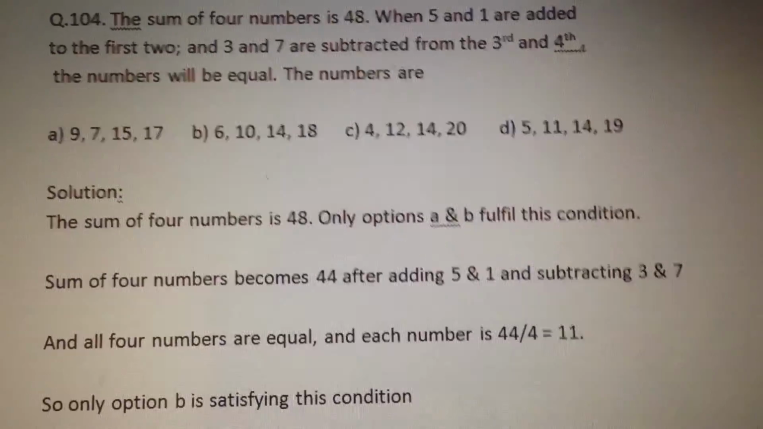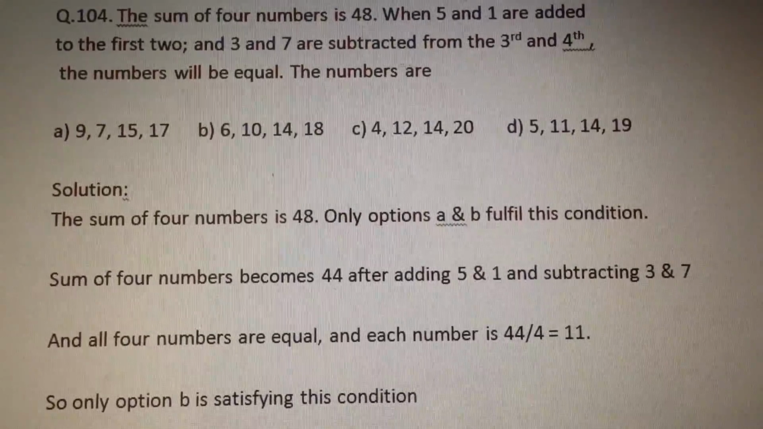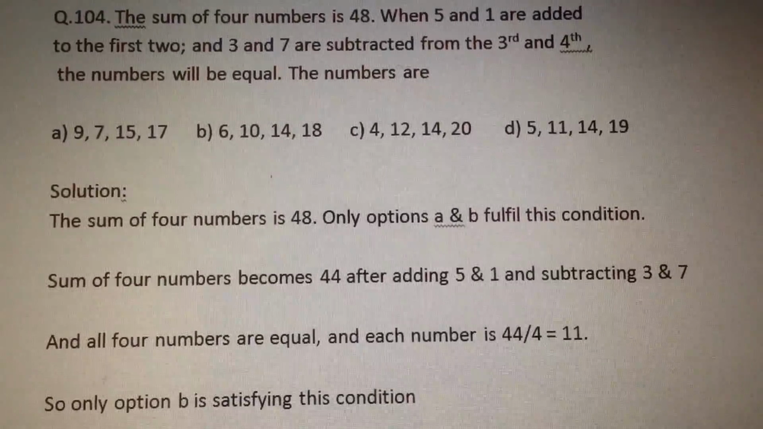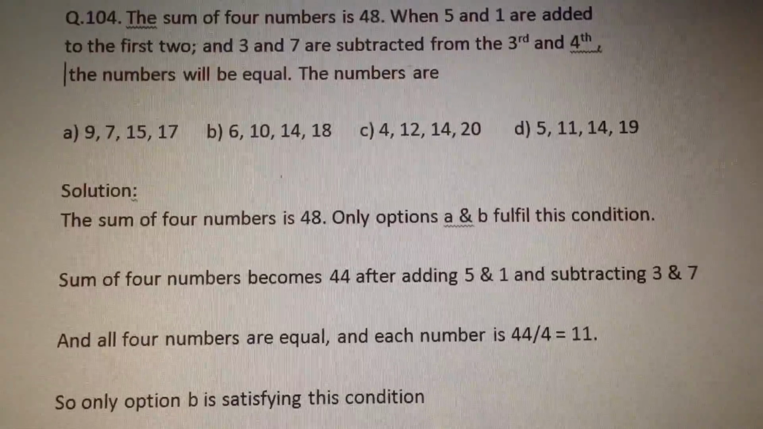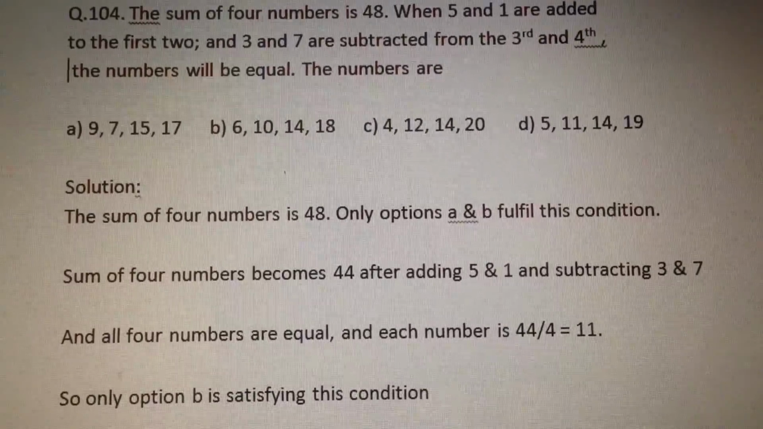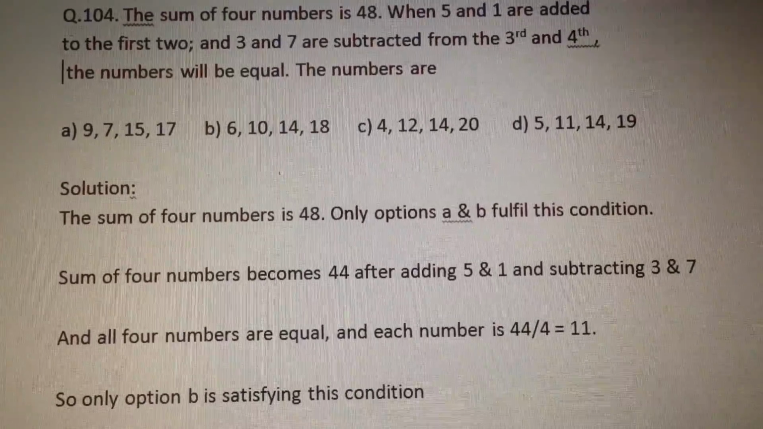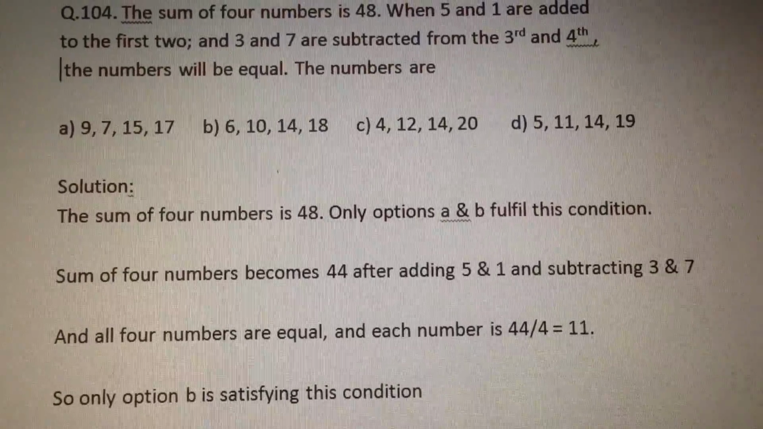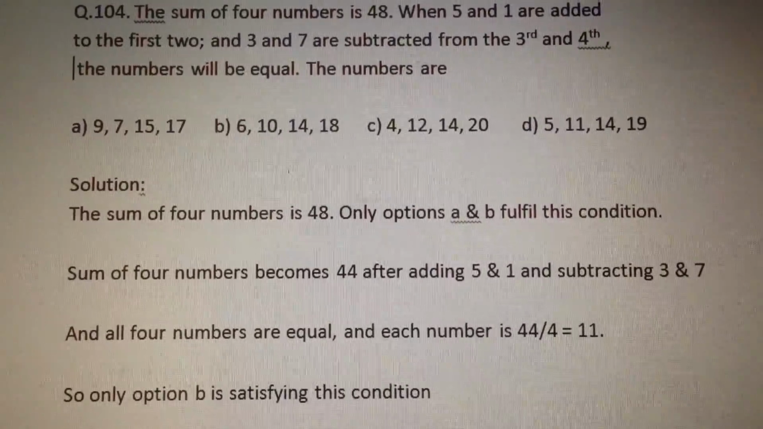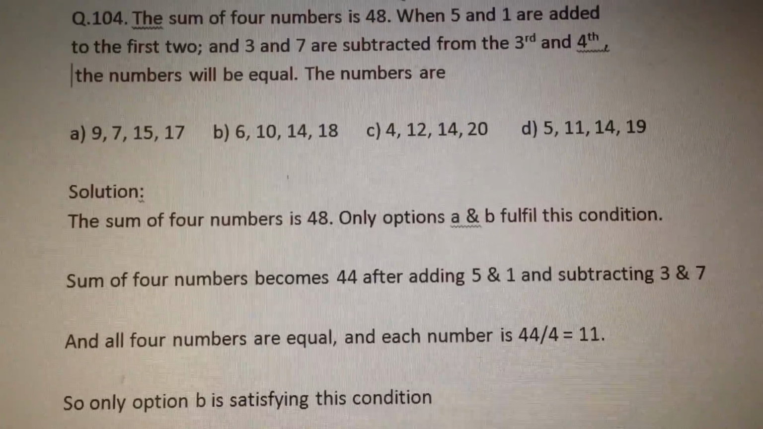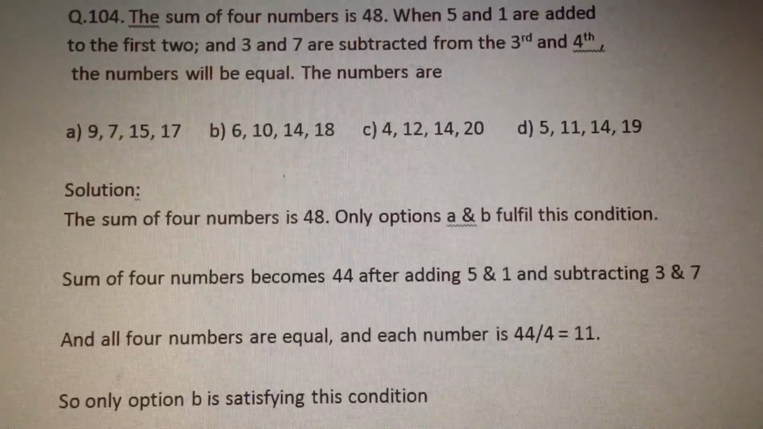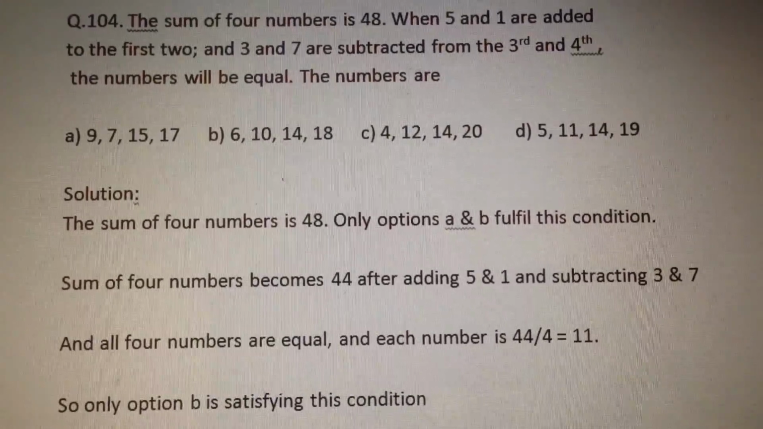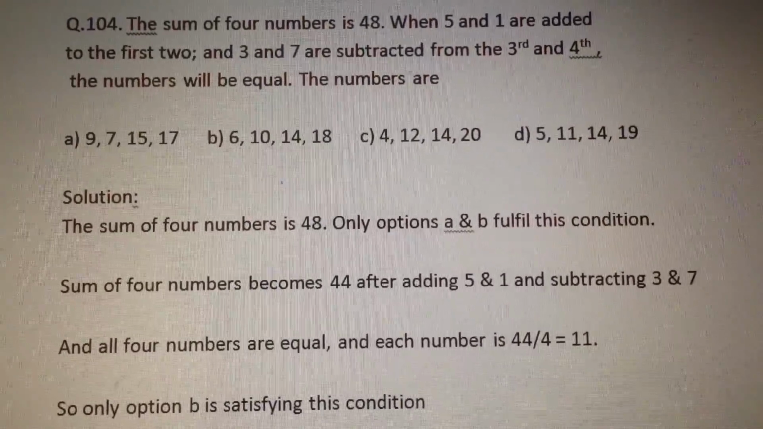Next question. The sum of 4 numbers is 48. And when 5 and 1 are added to the first 2 and 3 and 7 are subtracted from the third and fourth, the numbers will be equal. What are the numbers? Let us see the solution. This is the first condition. The sum of 4 numbers is 48 is the first condition. And the second condition is when 5 and 1 are added and 3 and 7 are subtracted, the numbers will be equal.